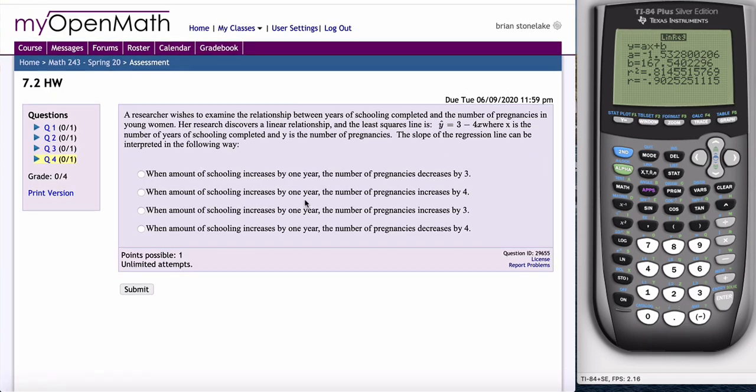Finally, number 4. So a comment here. What I'm trying to do is, it's very important that the student can interpret the coefficients of the LSR line, that you can look at A and B and explain what A means and what B means in the context of the problem. So that's what this one's asking you about.